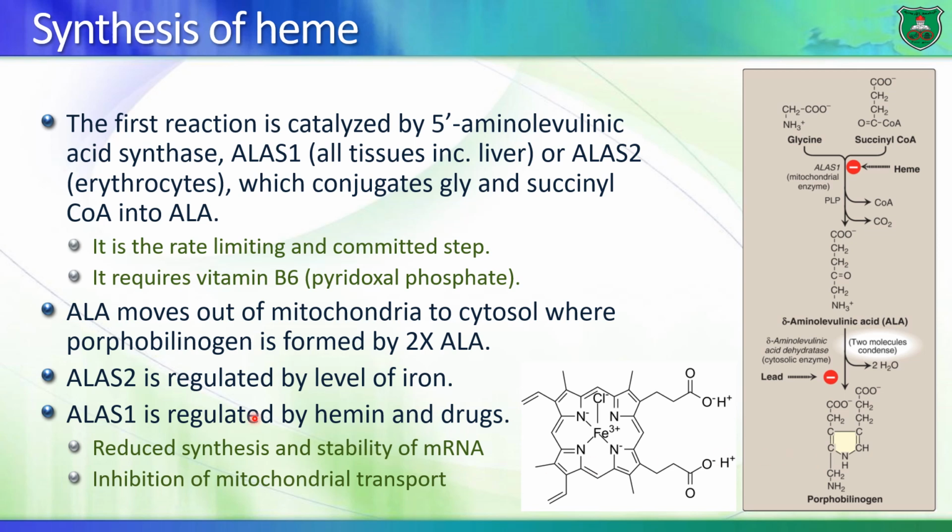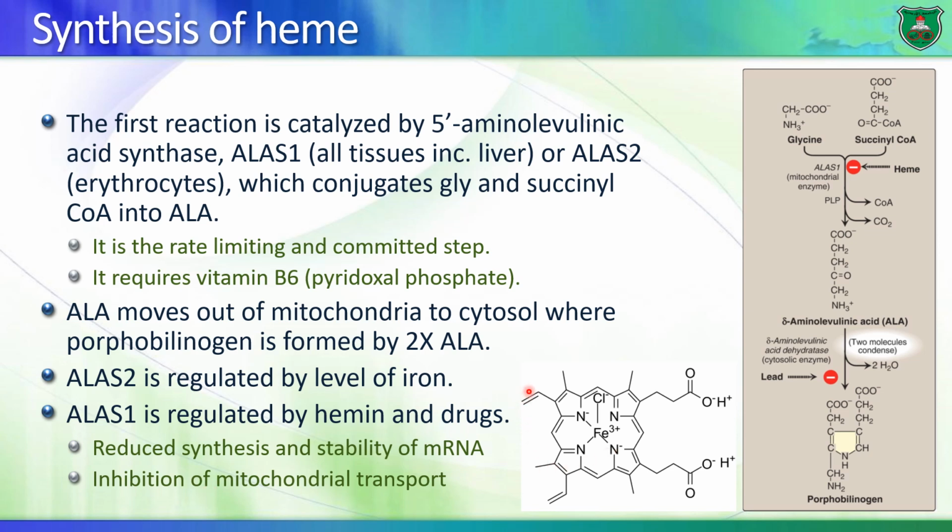What's important about the enzymes ALA synthase 1 and 2 is that ALA synthase 2 is regulated by iron, so iron dictates the activity of the enzyme in erythrocytes. ALA synthase 1 is regulated by heme and drugs, so this is the liver specific enzyme. What heme and drugs do is control not only the rate of transcription but also the stability of the messenger RNA. They also inhibit mitochondrial transport.